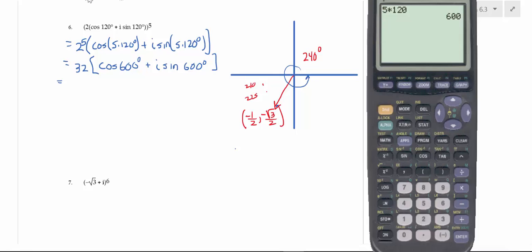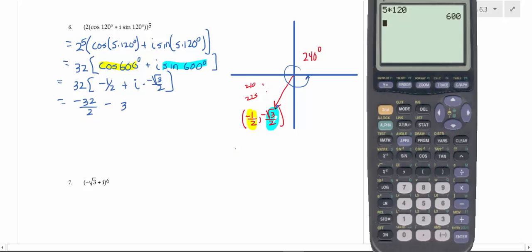All right, so now we just crunch it out. So the cosine of 600 is this. The sine of 600 is this. And we simplify the algebra. So we have 32 times negative 1/2 plus i times negative square root of 3 over 2. When we multiply straight across, you're going to get negative 32 over 2 minus 32i root 3 over 2. So this is negative 16 minus 16i times the square root of 3, like that. Okay? So that's how that would go.